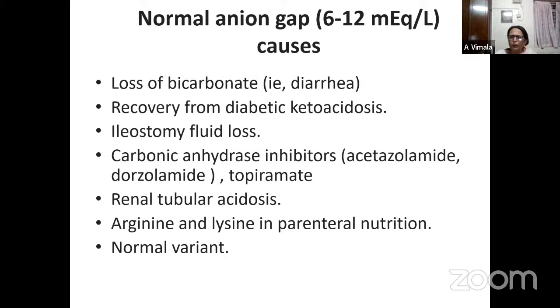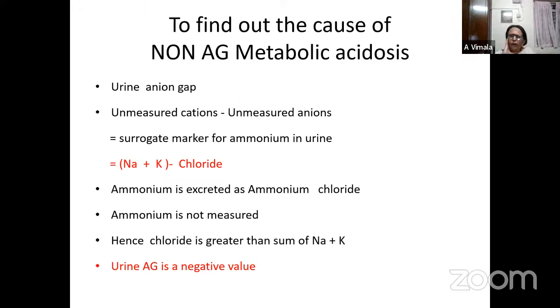So this child did not have any loss of bicarbonate. There was no history of diabetes. The child had not undergone ileostomy. There was no acetazolamide or topiramate use. Arginine lysine was not used. So probably it could either be a normal variant or a renal tubular acidosis. For a normal variant, to produce significant hypokalemia and quadriparesis is unusual. So we should point our finger towards renal tubular acidosis. So how will you find out?